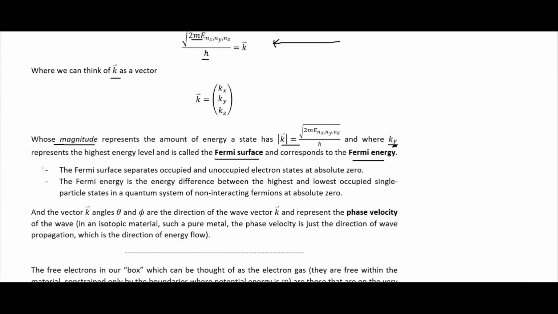And so these, which I just copied from Wikipedia. So the Fermi surface separates occupied and unoccupied electron states at absolute zero. And so that's, I guess, another assumption I should have made explicit. When we're talking about this, we're talking about at absolute zero.